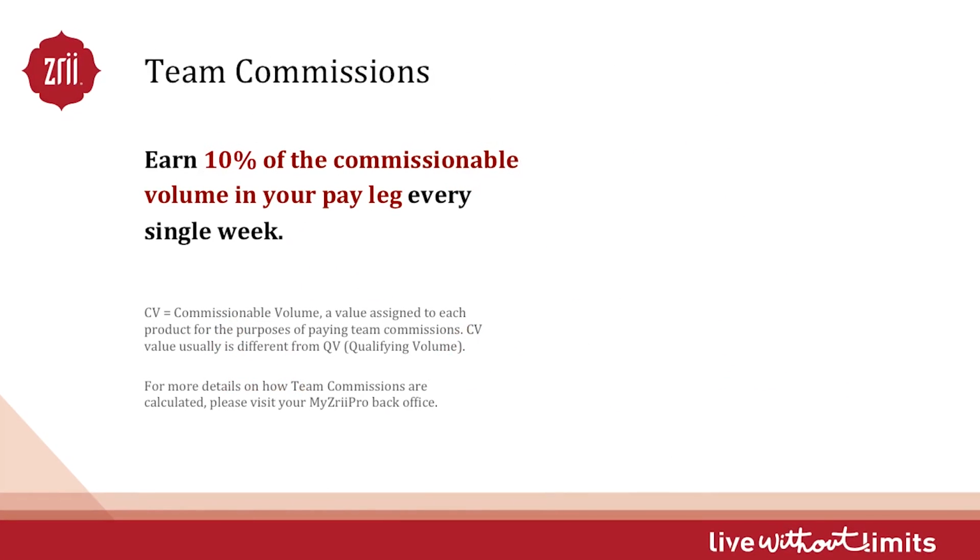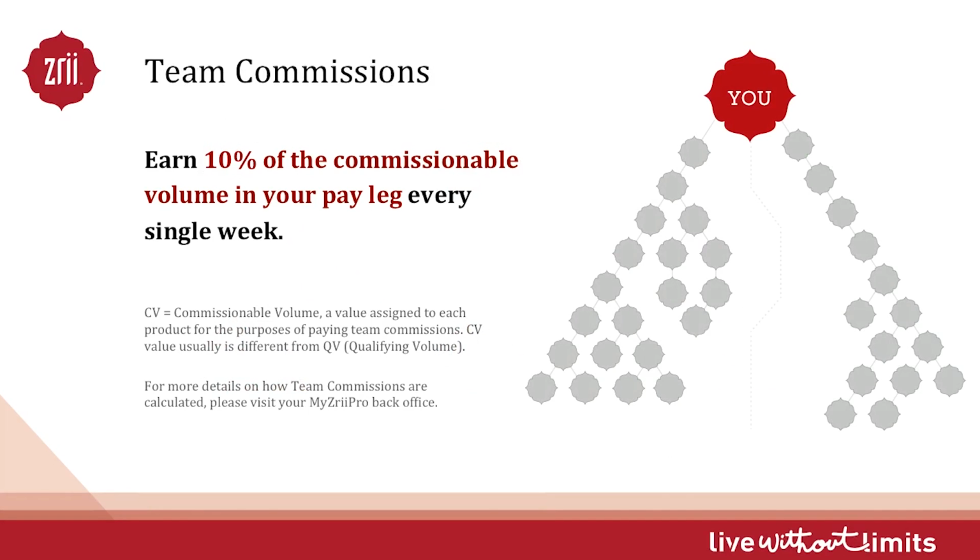Last, but certainly not least, is what we call team commissions. Your sales organization is divided into 2 legs or teams, your left leg and your right leg. Whichever leg has the lesser volume is called your pay leg. Through team commissions, you earn 10% of the commissionable volume in your pay leg every single week. Team commissions are one of the biggest sources of income for Zrii independent executives.